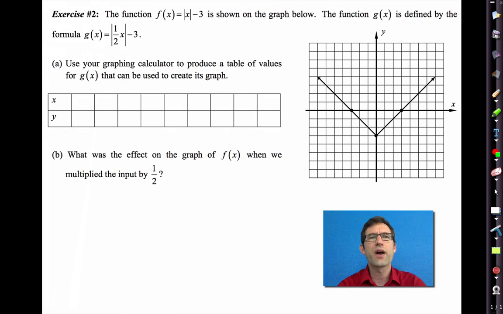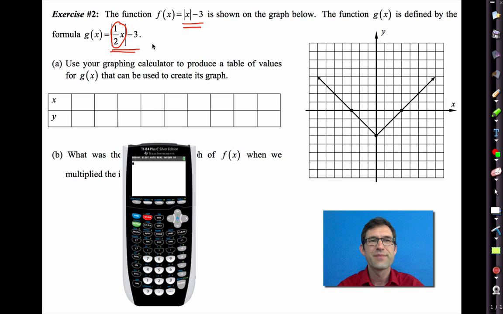In exercise 2, we've got the graph f of x equals the absolute value of x minus 3, shown on the graph below. The function g of x is defined by 1/2 times f at 1/2 times x, then the absolute value, then minus 3. So what I really want you to do is compare this formula to this one, right? Look at how similar they are, with one key difference. In this formula, we multiply x by 1/2 before we ever do anything else, okay? So what we're going to do is we're going to graph our new function, and we're going to do that by opening up the TI-84 Plus.